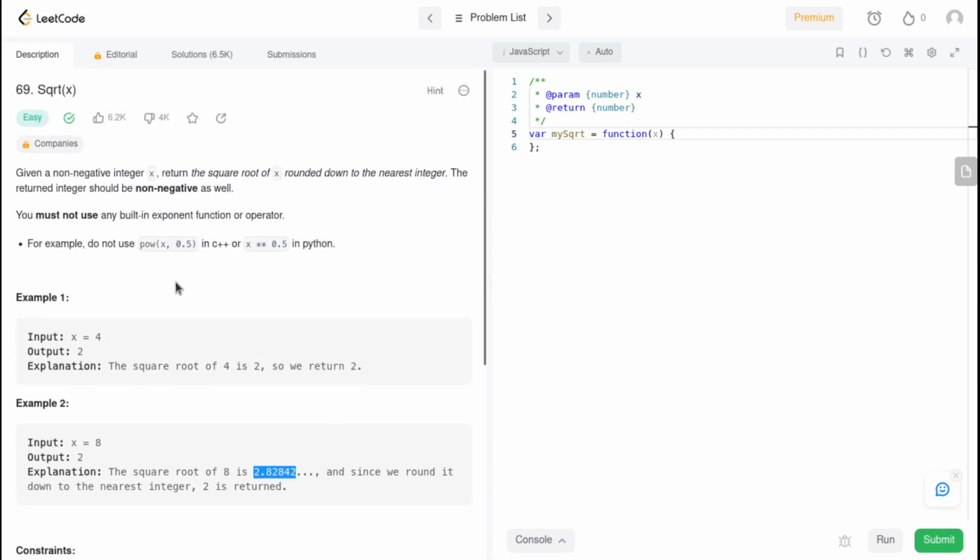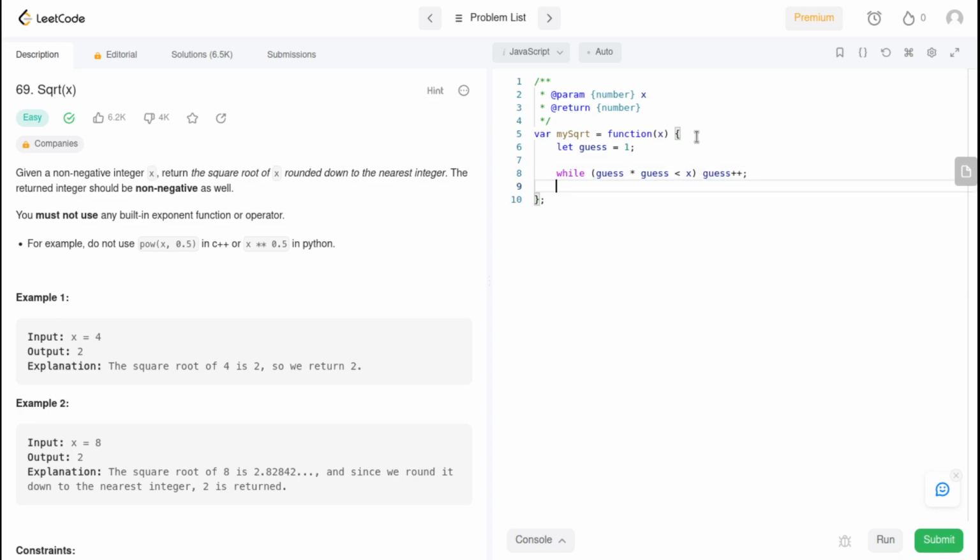So let's look at the simplest solution first. The simplest solution is basically you have a guess, and you start at 1, and while the guess squared is less than x, you just increase the guess. When the guess squared is greater than or equal to x, we can just return the guess.